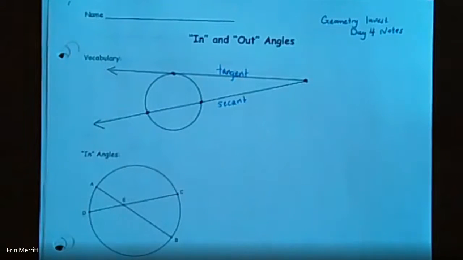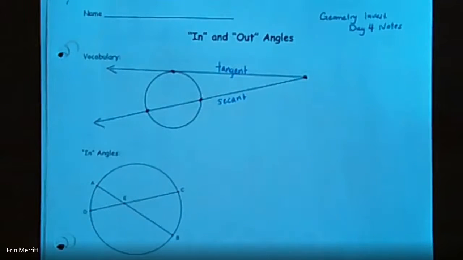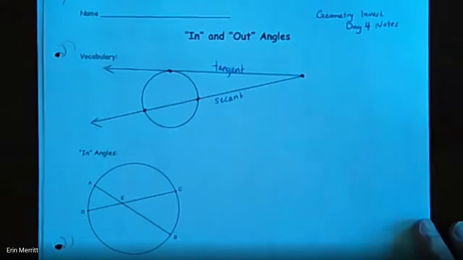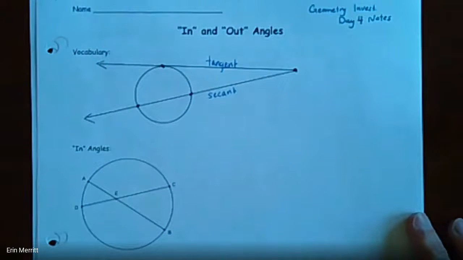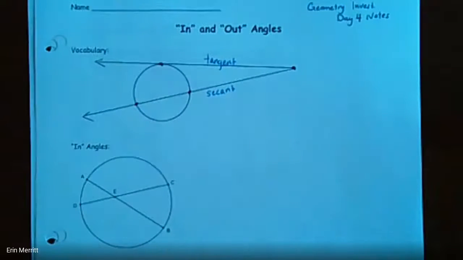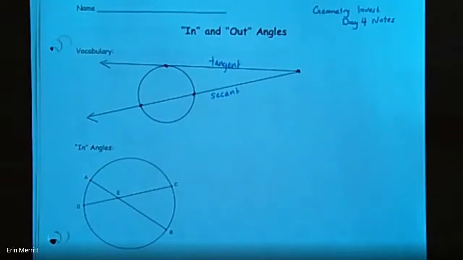Hey guys, this is the day 4 notes for circles, which we're going to be talking about in and out angles again, which were on the day 3 notes, but we're also going to be looking at working backwards with them. So as a quick review on this first page, all I'm going to go over is what the rules were for solving for what was called an in angle or an out angle.